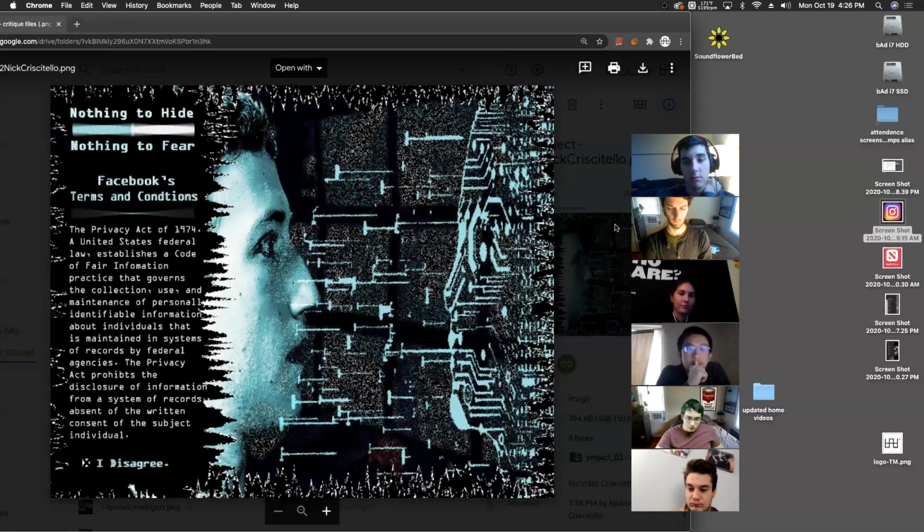I also wanted to go for a sort of science fiction aesthetic, so that explains the color scheme and the design choice. And yeah.